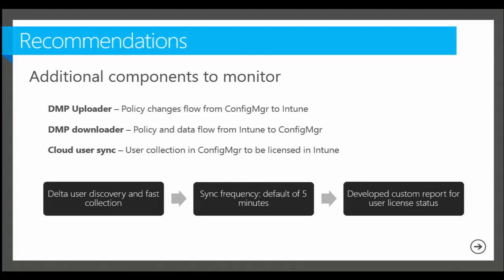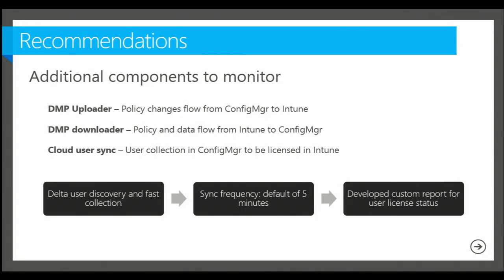Some of the recommendations we have specifically for the user collection in Config Manager: we set up Delta user discovery and fast collections so that users would get licensed as soon as they got in the collection. There wasn't a big delay in that process. The sync frequency between the on-premise infrastructure and Intune is every 5 minutes. This is for the Cloud User Sync. And we just left it alone. We didn't mess with it. We left it at the default. And we recommend that you do the same.